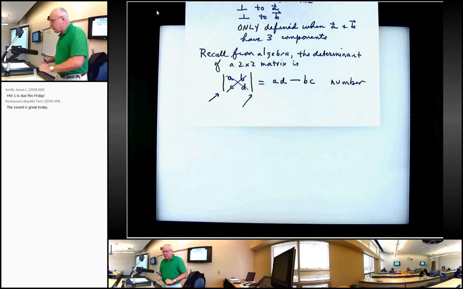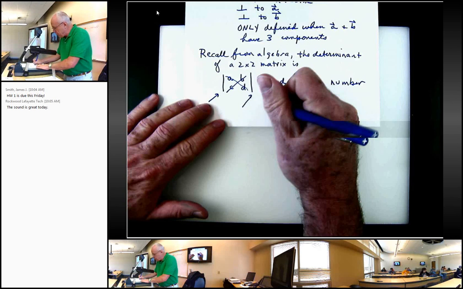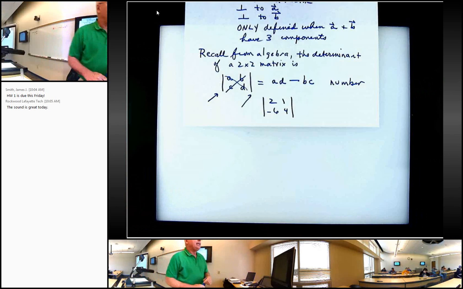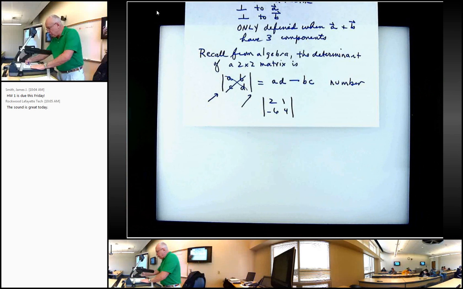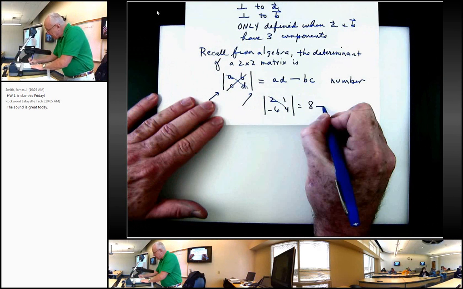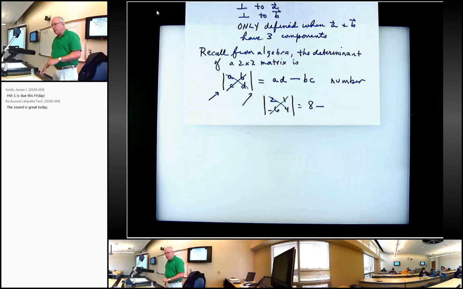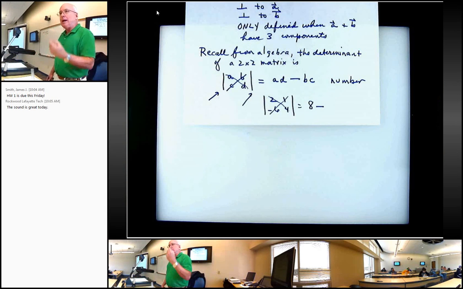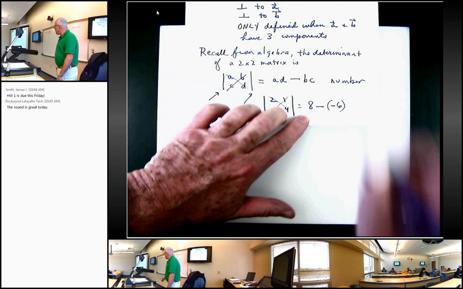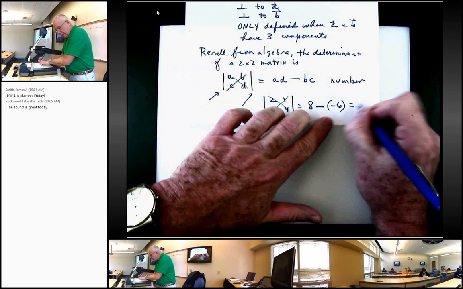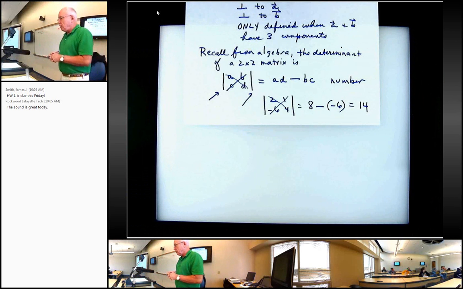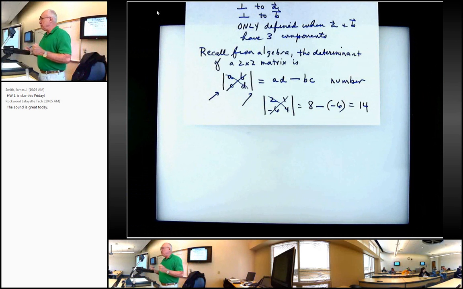So for instance, let's just look at a simple 2 by 2 matrix: 2, 1, minus 6, and 4. Finding its determinant, we multiply 2 times 4 together, that gives us an 8, minus, and then we multiply the up diagonal. So that's, careful with the minuses, this is minus 6 times 1, so that's a negative 6 up diagonal product. We end up with a double negative, and we have a determinant that's equal to the number 14. Does this ring a bell at all from algebra?